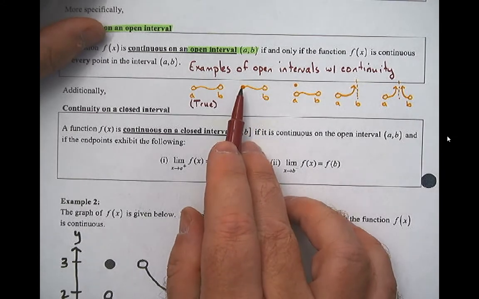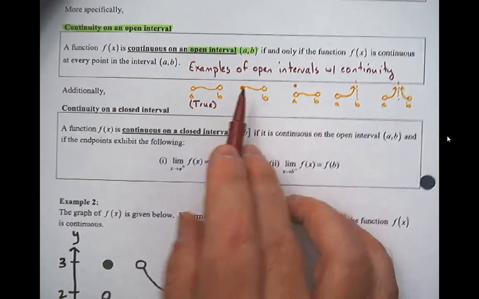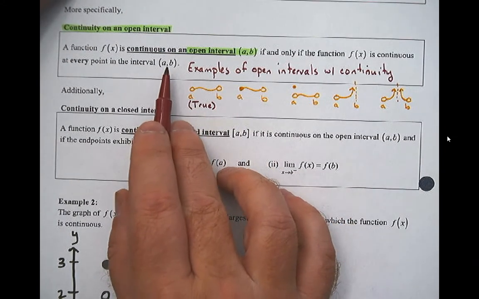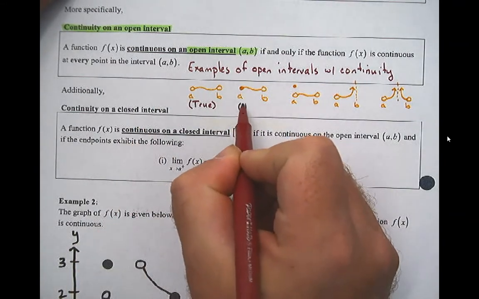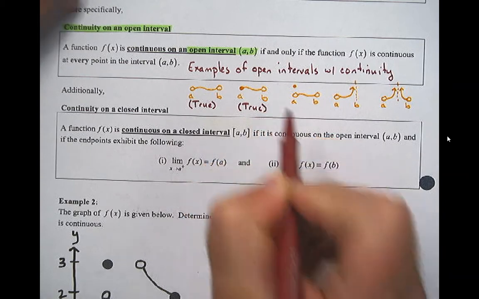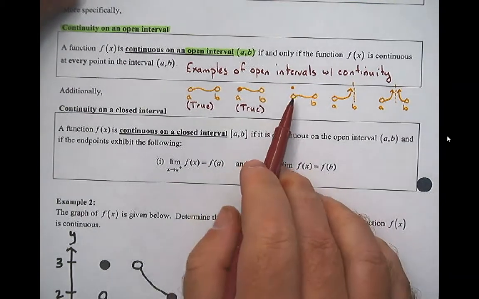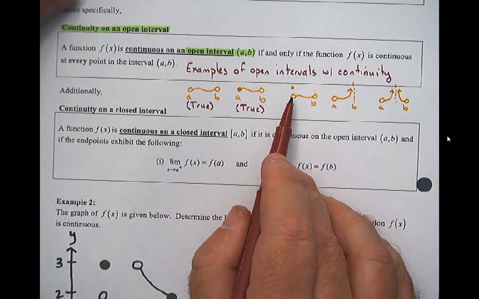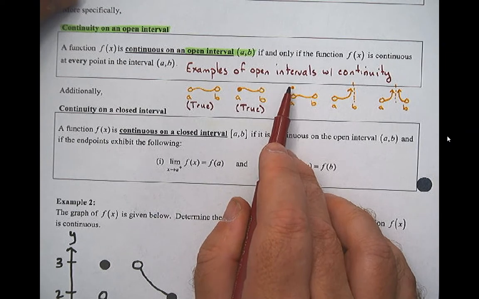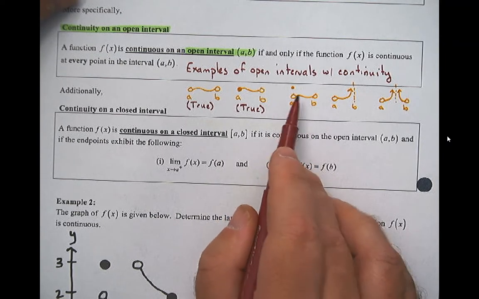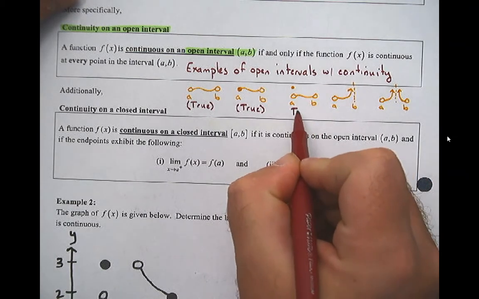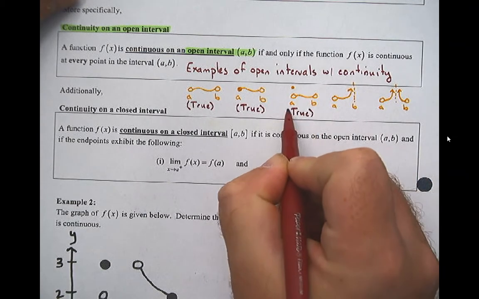Now, we included this point, but who cares? Because our interval is open, so we're not including A. We don't care what's happening at A. So this is still, again, a continuous open interval. Same thing here. Now I took the point that was filling in A and I moved it up a little bit to make the hole jump. But I'm only looking at what's happening between A and B. So this is also continuous.